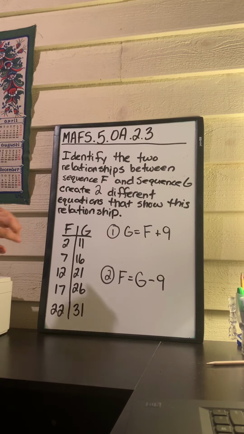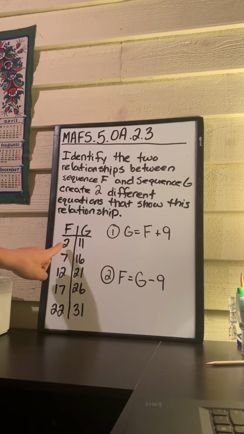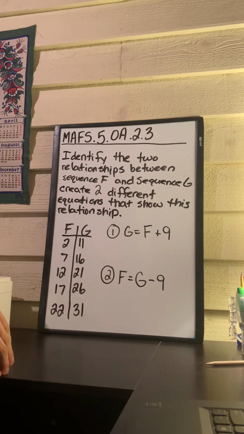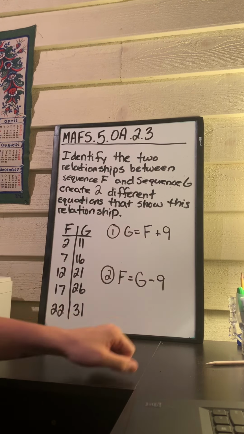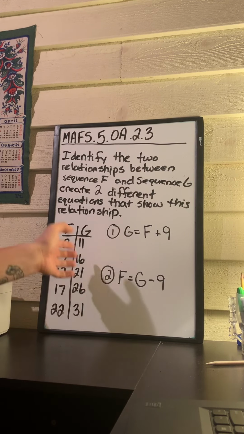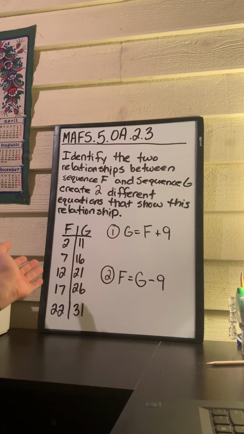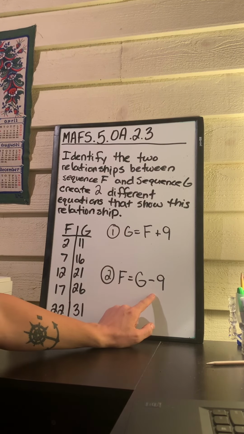Okay? So first of all, we analyzed our 2 patterns and our corresponding terms within those patterns, and we identified the relationships. So to get to G, I noticed I had to take all of my F's and add 9. And so my equation was G equals F plus 9. To go the inverse direction, I looked at all my G's, and how did I get to F? And I noticed I have to subtract 9. So to get F, I take G and subtract 9.